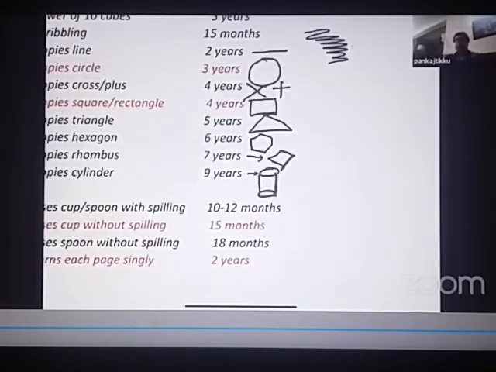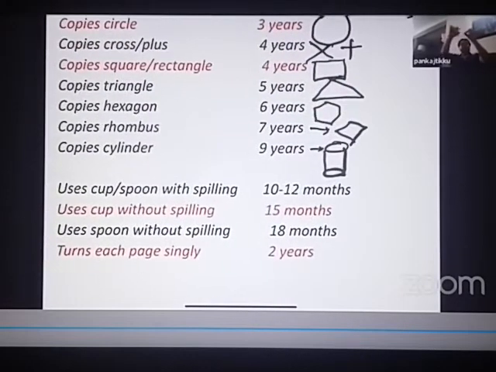And last, when does he turn each page of a book singly? Less than 2 years, if he tries to turn pages, he will not be able to turn each page individually. He might turn 2 to 3 pages together. He is able to turn each page individually or singly at the age of 2 years.